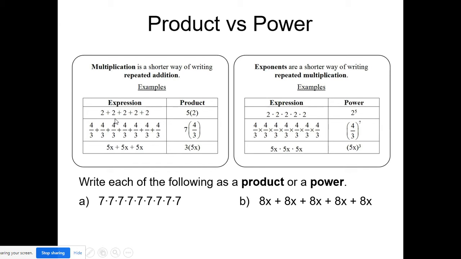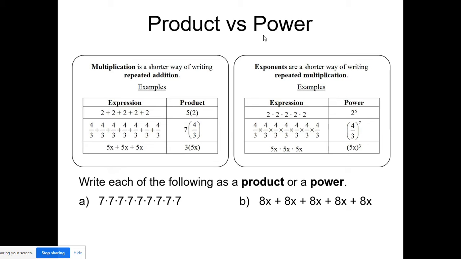So if you have something like 2 plus 2 plus 2 plus 2 plus 2, and I'm adding 5 2's together, I can write that as multiplication and say that it's the same as 5 times 2. Whereas exponents are a shorter way of writing repeated multiplication.